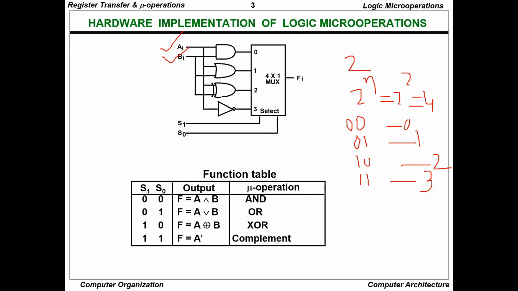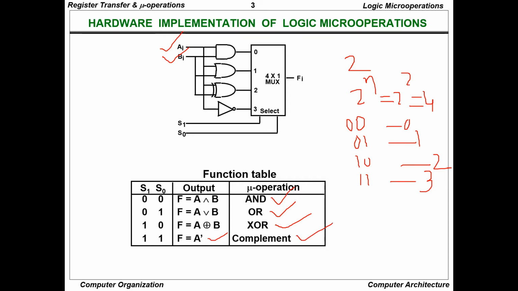So AI, BI, we need to take as the inputs here. You can see the function table over here. We have taken 2 selection inputs, S1, S0, and this is the output operation, the logic operation. For 0, 0, F equal to A and B, so we use the logical AND operation. For 0, 1, F equal to A or B, that is the OR operation. For 1, 0, F equal to A XOR B, so we use the XOR operation here. For S1, S0 equal to 1, 1, we take F equal to A bar, which is nothing but your complement.